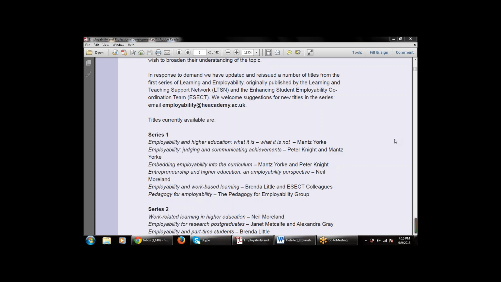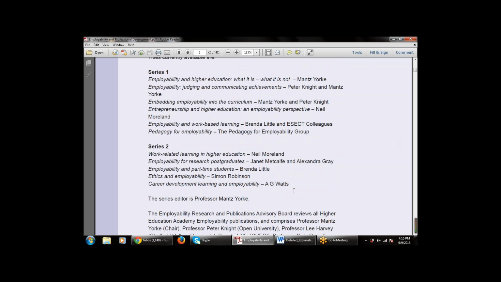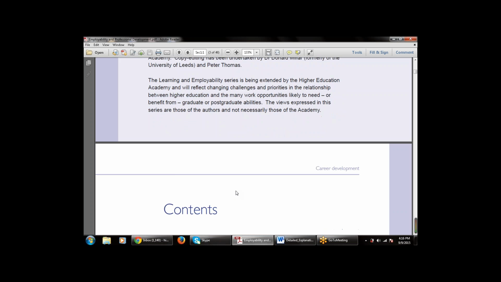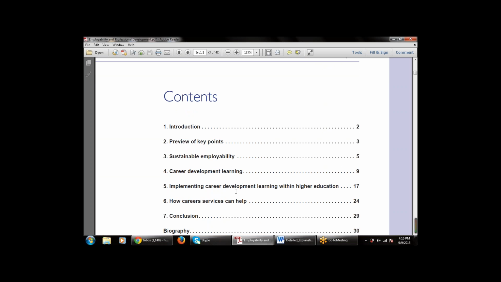Then series 2 is Work-Related Learning in Higher Education, by Neil Moreland. Then Employability for the Research Postgraduate, by Janet Metcalfe and Alexandra Gray. Then Employability and the Part-Time Student, and a title on ethics and employability. The series editor is Professor Mantz Yorke. And this is the content of this book.